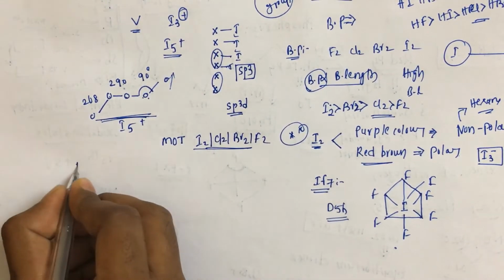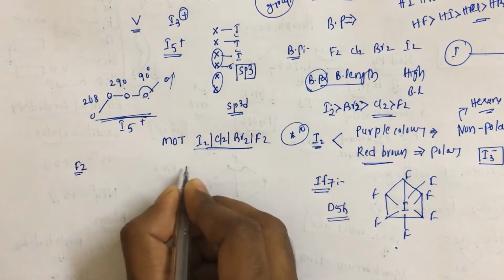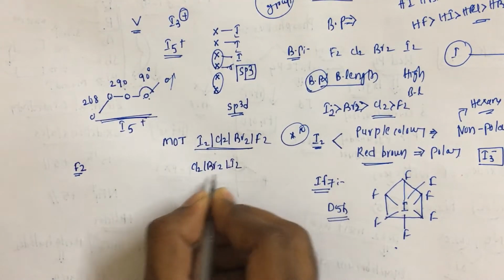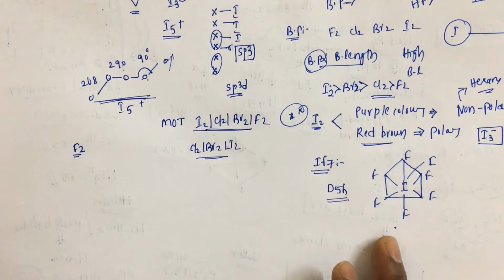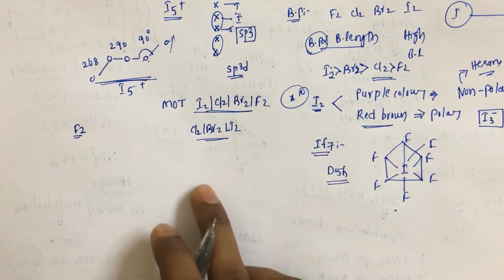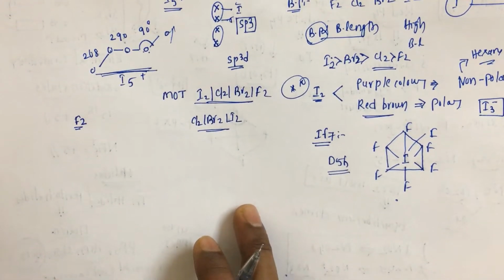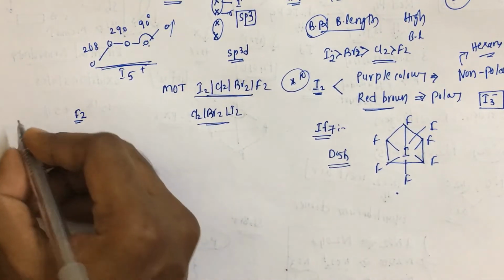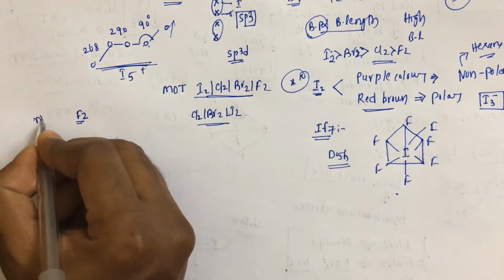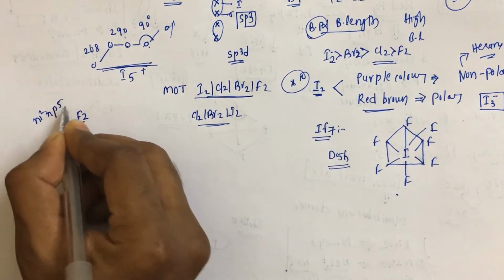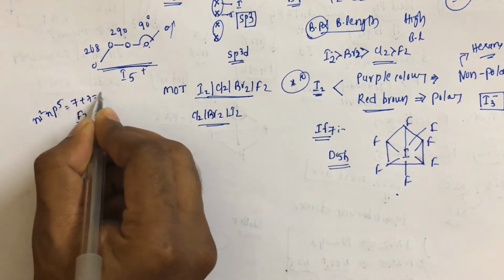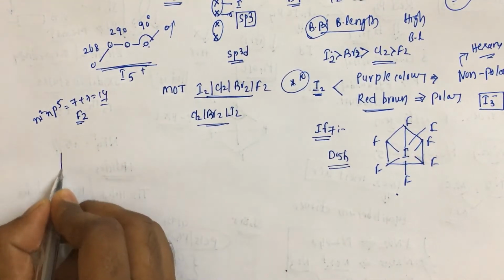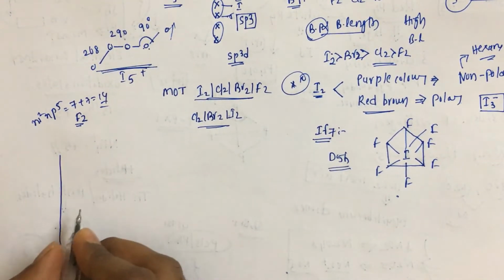F2 shows one type of MOT, and the remaining Cl2, Br2 and I2 show the same kind of MOT. So only fluorine shows a different MOT and the remaining 3 compounds show the same MOT. We know that F2 has 2s2 2p5, total 7 electrons, so 7 plus 7, 14 electrons are there. So this is the MOT for fluorine.